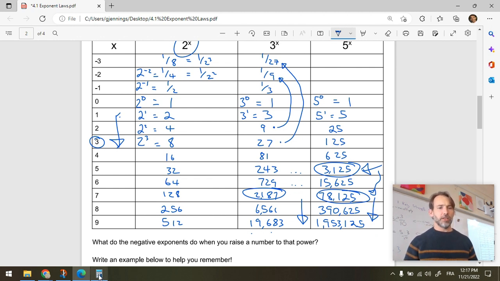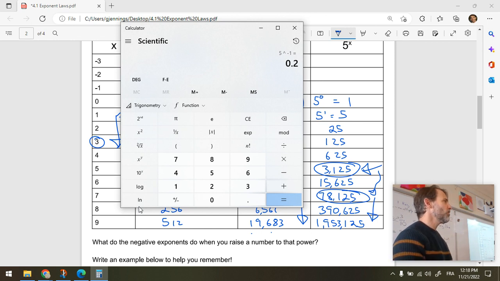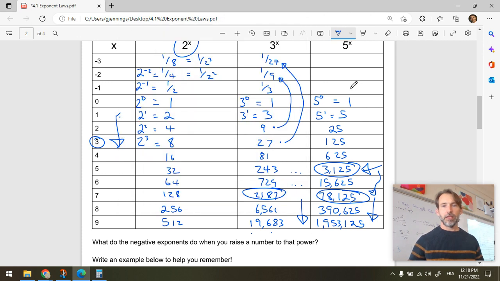What's 5 to the negative 1? Let's test our calculator. Yes, 1 over 5. So if I do 5 to the 1, but it's negative, I'll get 0.2. 0.2 is 1/5. 5 of those makes 1, so 1/5. There you go. So same pattern here. This is 1 over 5, 1 over 25, and 1 over 125.